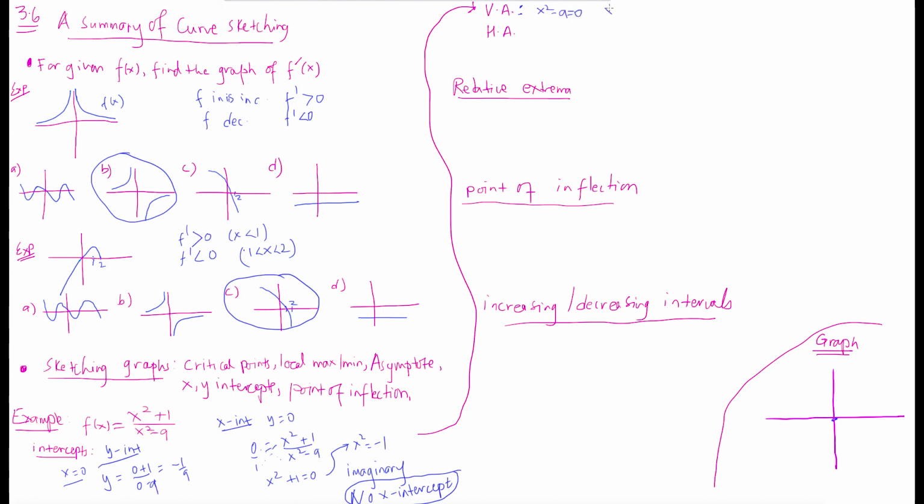So what do you get? X squared equals positive 9, right? Add 9 on both sides. Take the root. What do you get? X equals plus and minus 3. These are the vertical asymptotes, right?